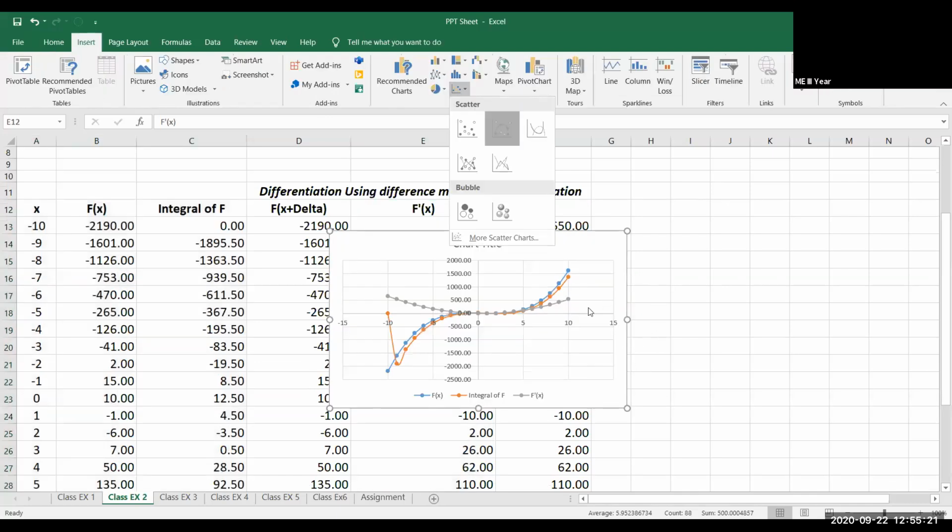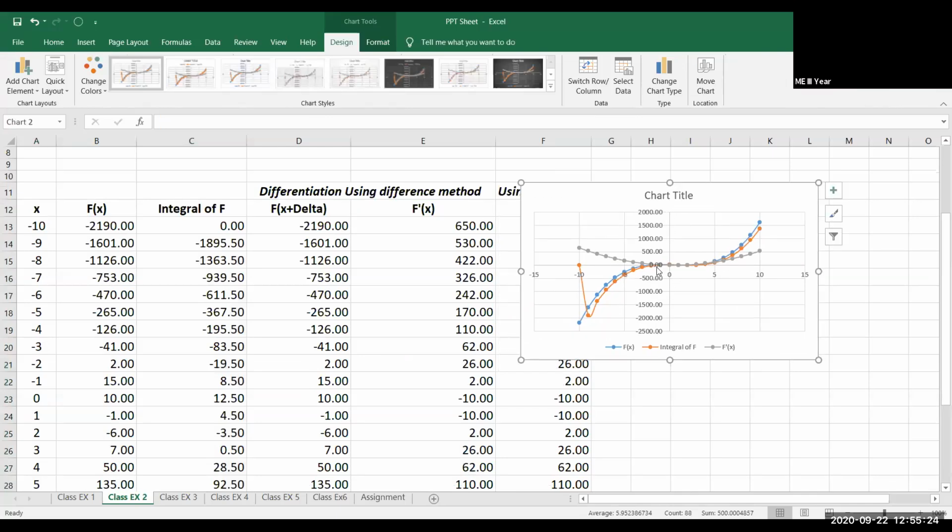You can change the limit, means the x level, y level you can change. So this will be the plotting. Yes, like that we can do. So after that, this is over. Is there any doubt?